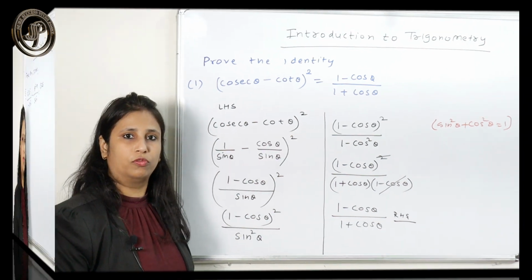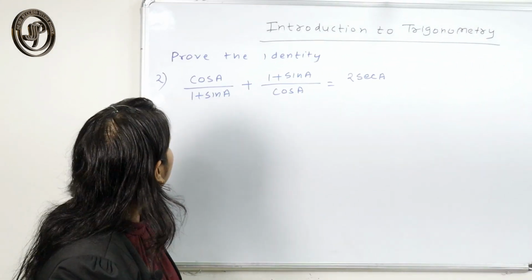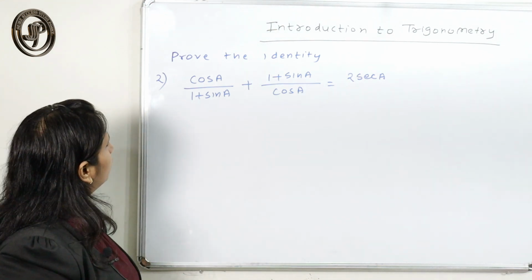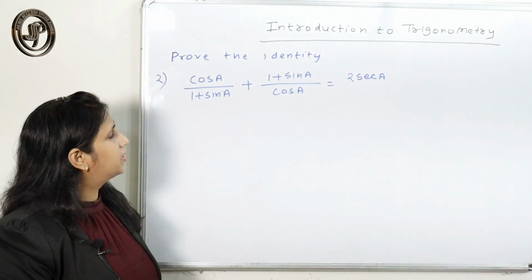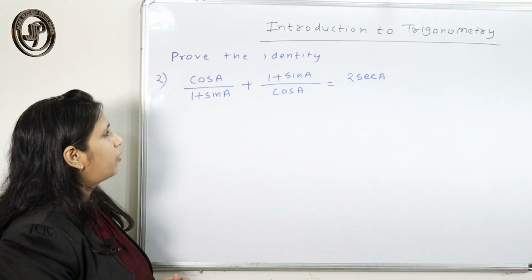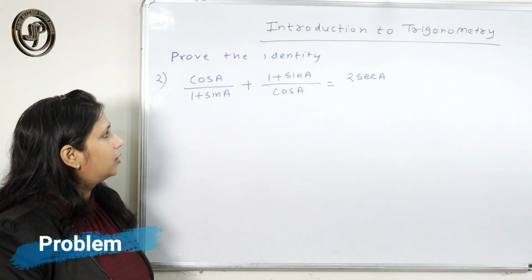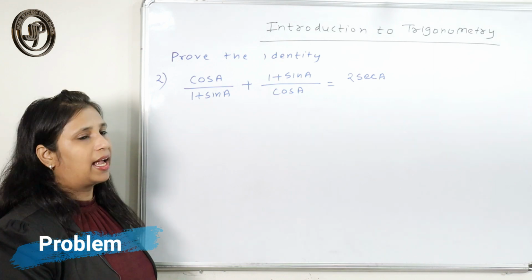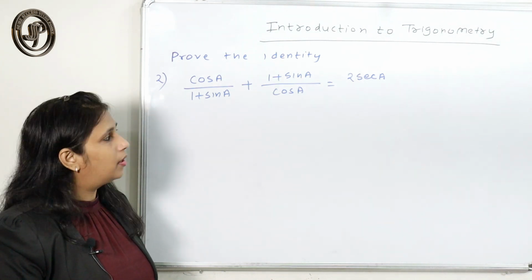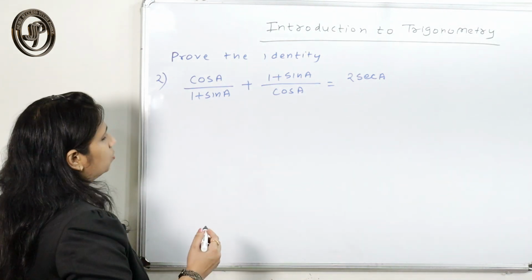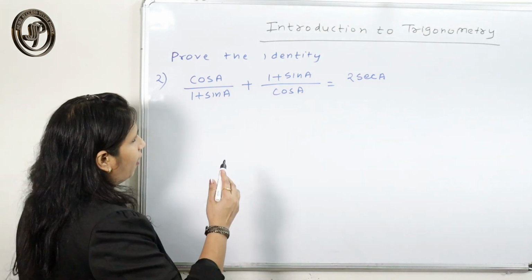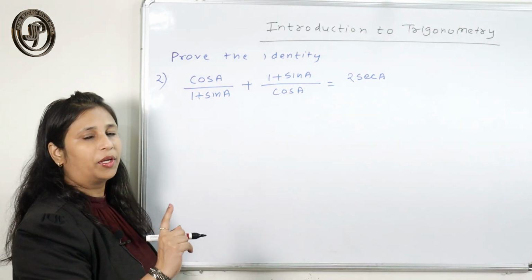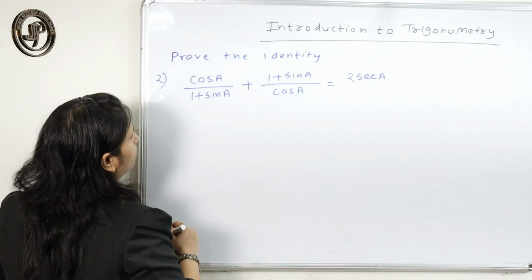So the next question: we have to prove that (1 plus cos A upon sin A) times (1 plus sin A upon cos A) equals 2 sec A. Here A is an acute angle. That will be given in your question; I have not written it, but it should be given that A is an acute angle.